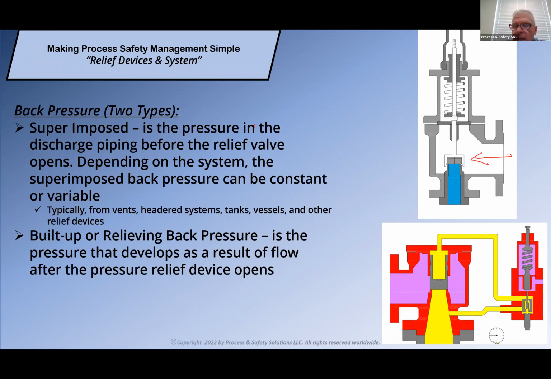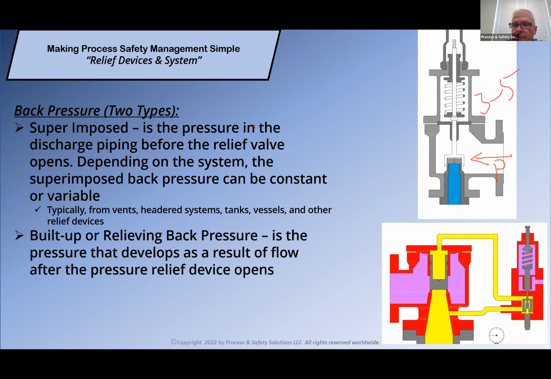So for example, if I'm relieving into a dump tank, or a flare, or another vessel, or a header, that header may see back pressure all the time. Maybe that back pressure is only 3 pounds, or maybe it's 5 pounds, et cetera. And there can be different reasons for different pressures here.